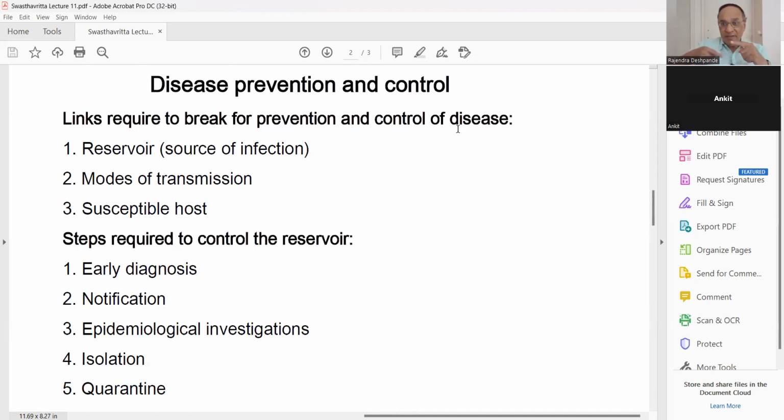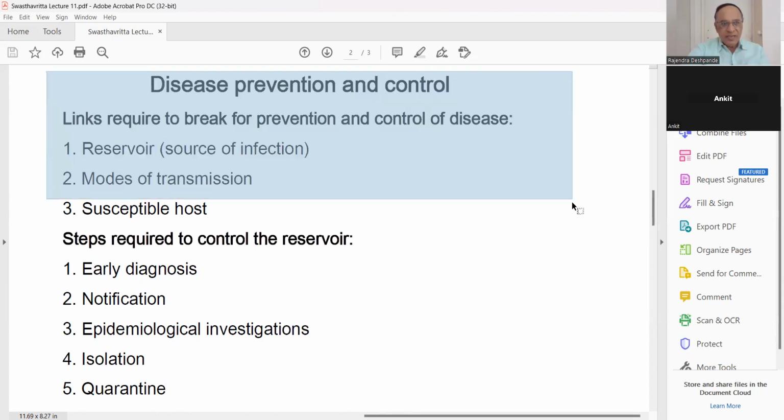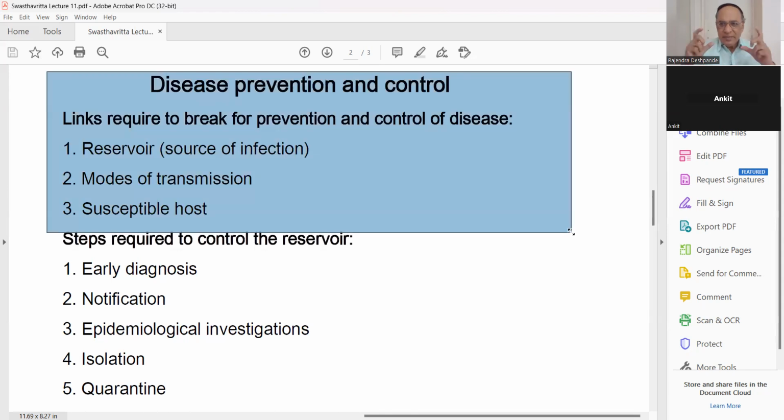So there is a linking. Linking of what? Reservoir, source of infection. Then second, modes of transmission. And number 3, susceptible host. I will wait. You write down all these things. We are discussing this much part. Screenshot or write down. Comfortable, relax. We have the time. We are talking about disease prevention and control.